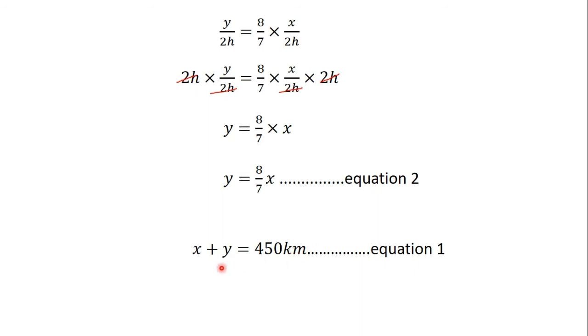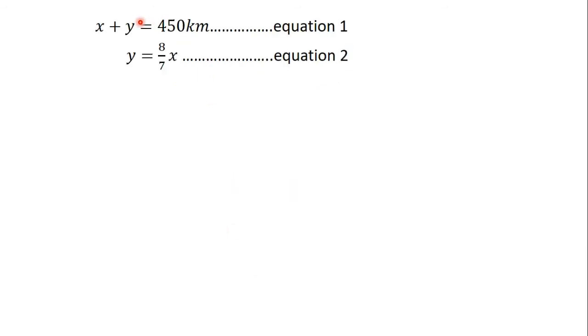Remember that we had equation 1 as x plus y is equal to 450 kilometers. And we are having equation 2 as y is equal to 8 divided by 7x. We have two equations and two variables, so we are going to solve them simultaneously. Equation 1 is x plus y is equal to 450 kilometers. Equation 2 is y is equal to 8 divided by 7x. Y is already the subject in equation 2, so we can easily substitute it into equation 1.